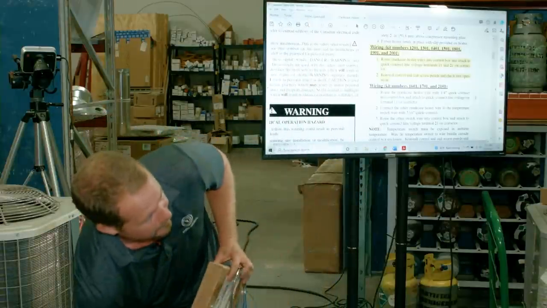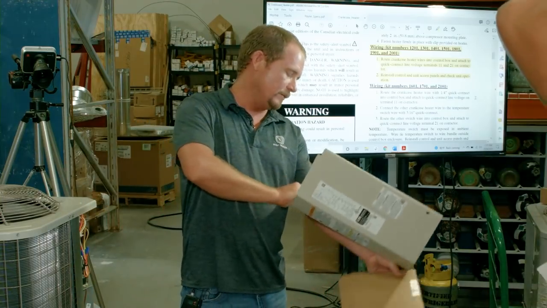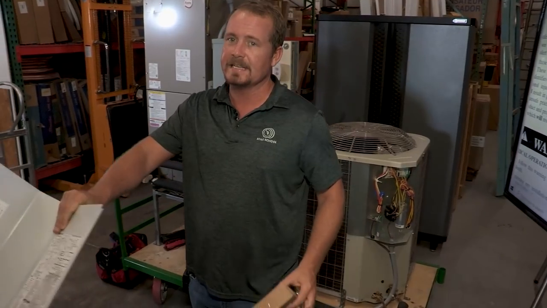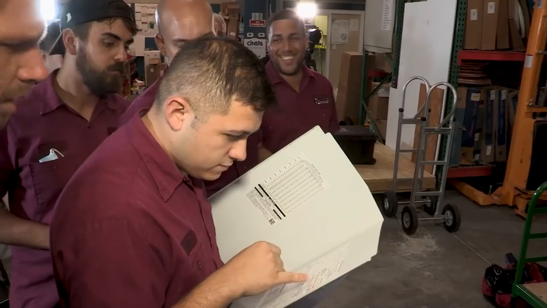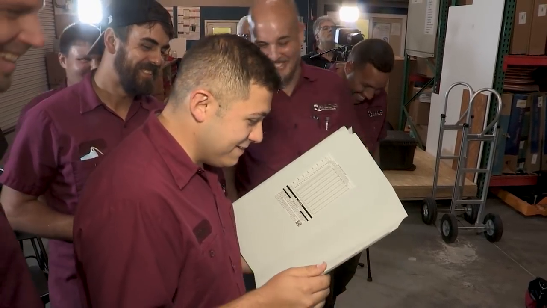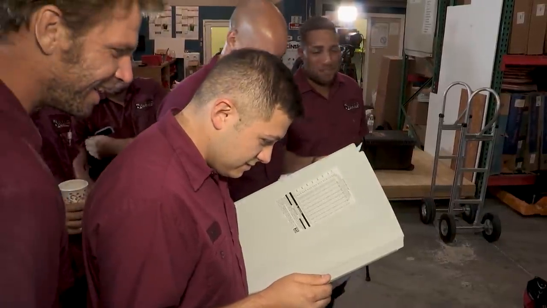I'm going to give this to Ronnie. See if you can find the CCH in this wiring diagram. What are you talking about? Sam's doing the thing he always does. Without fail. Yep.